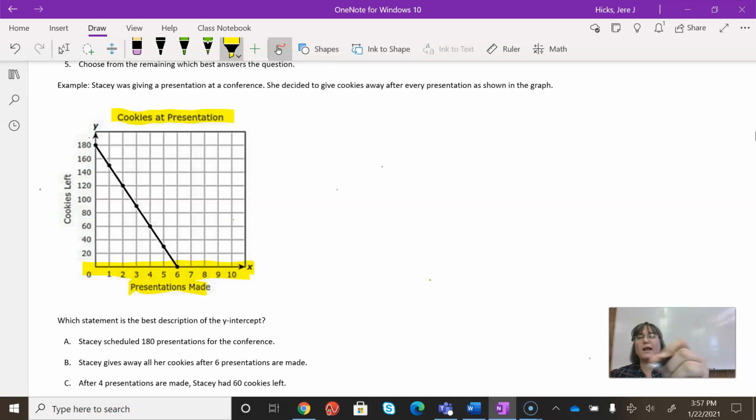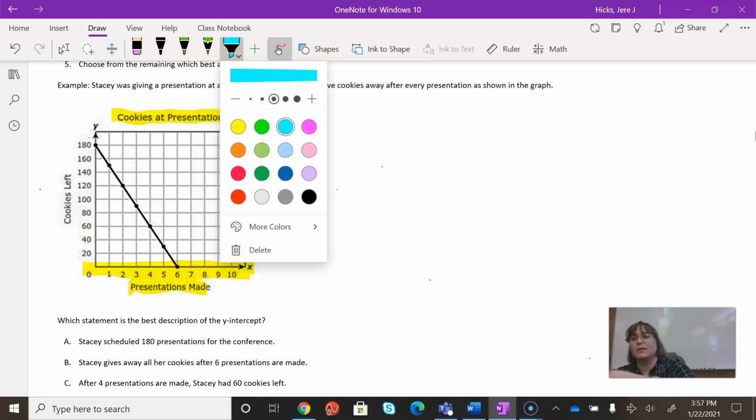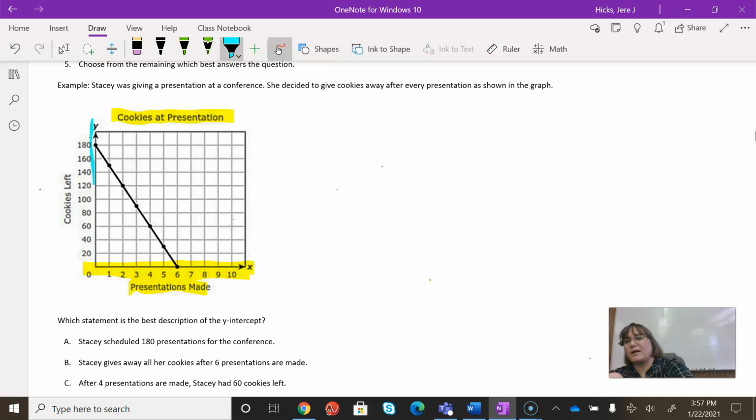And my y-axis, which is the up and the down axis, and those numbers are labeled as cookies left. So the 180 and the 160 on that vertical up and down axis are 180 cookies, 160 cookies. That's what those are representing. So that just sort of gives us a general idea of what this problem is about, and that's the first read.